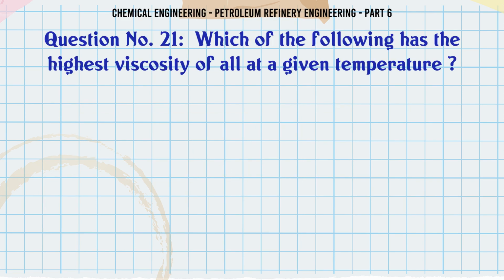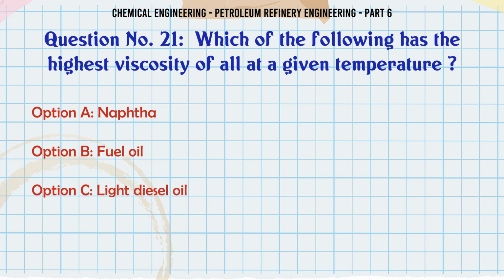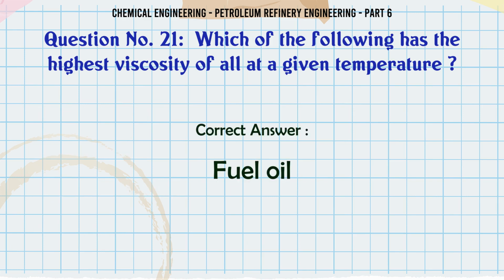Which of the following has the highest viscosity of all at a given temperature? A. Naphtha. B. Fuel oil. C. Light diesel oil. D. Petrol. The correct answer is fuel oil.